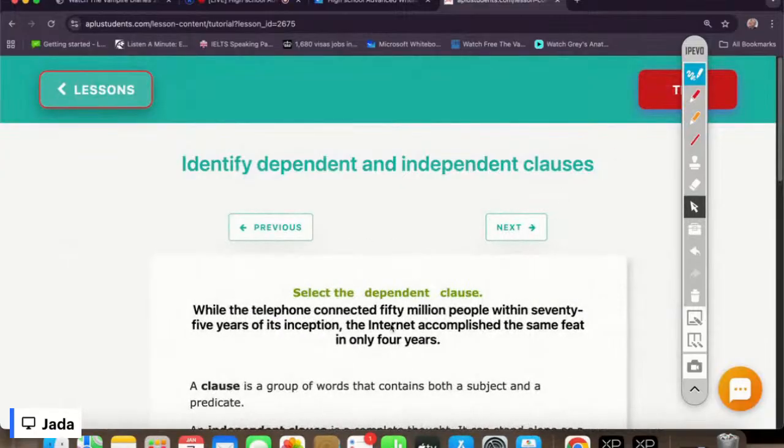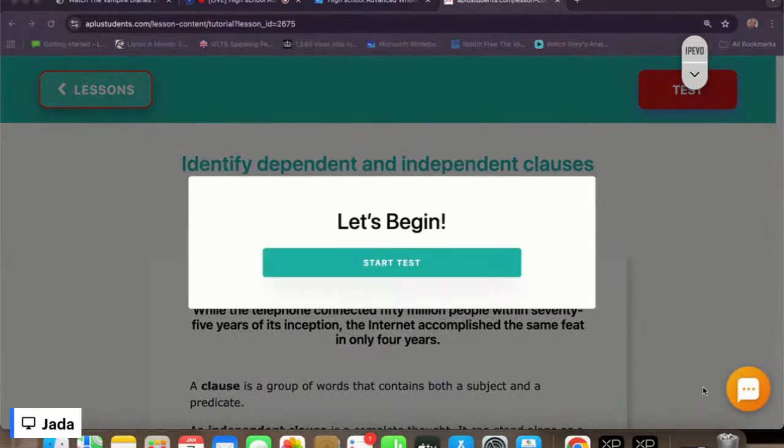Okay, so we have here: while the telephone connected 50 million people within 75 years of inception, the internet accomplished the same feat in only 4 years. So, the dependent clause begins with what? Okay, a subordinating conjunction. Alright, let's go to the test. You can share your answers if you know them.